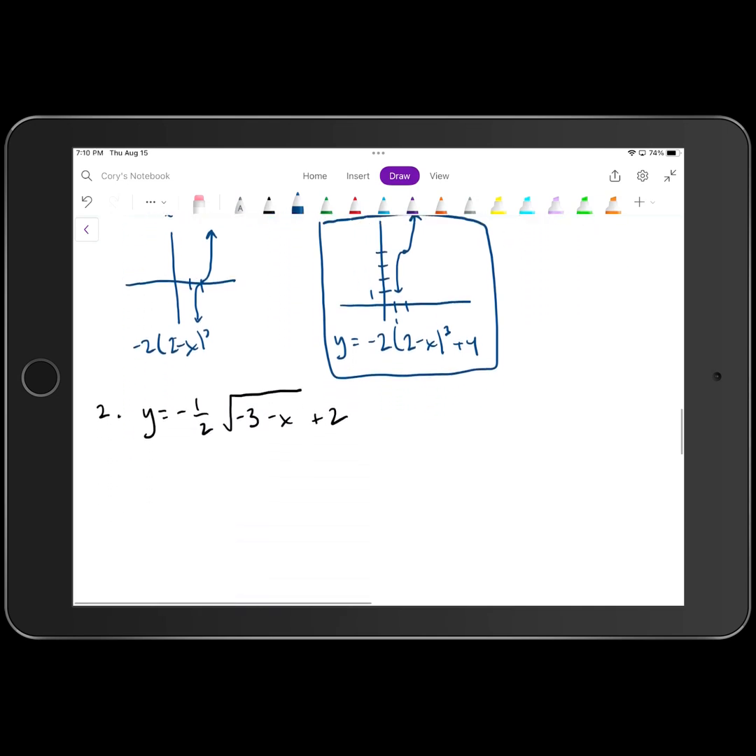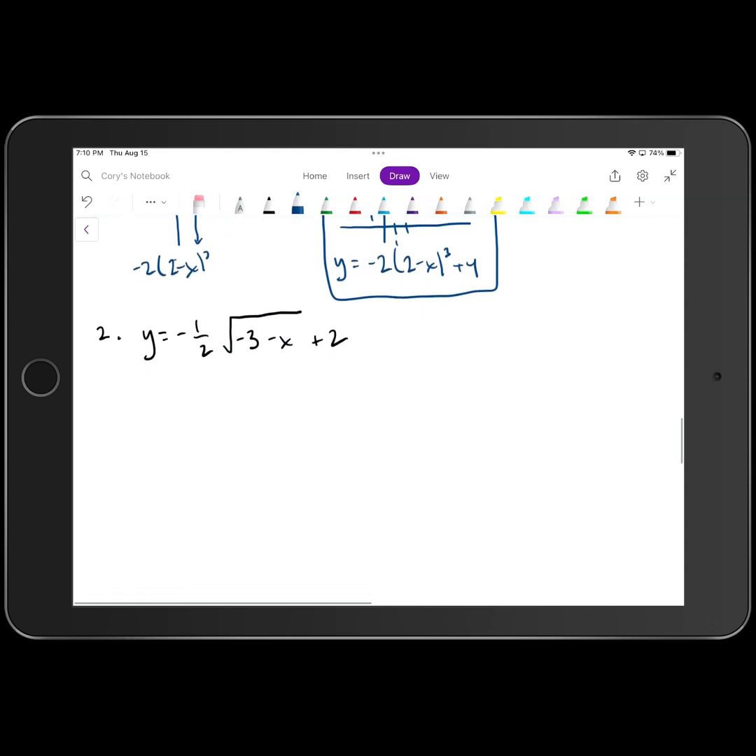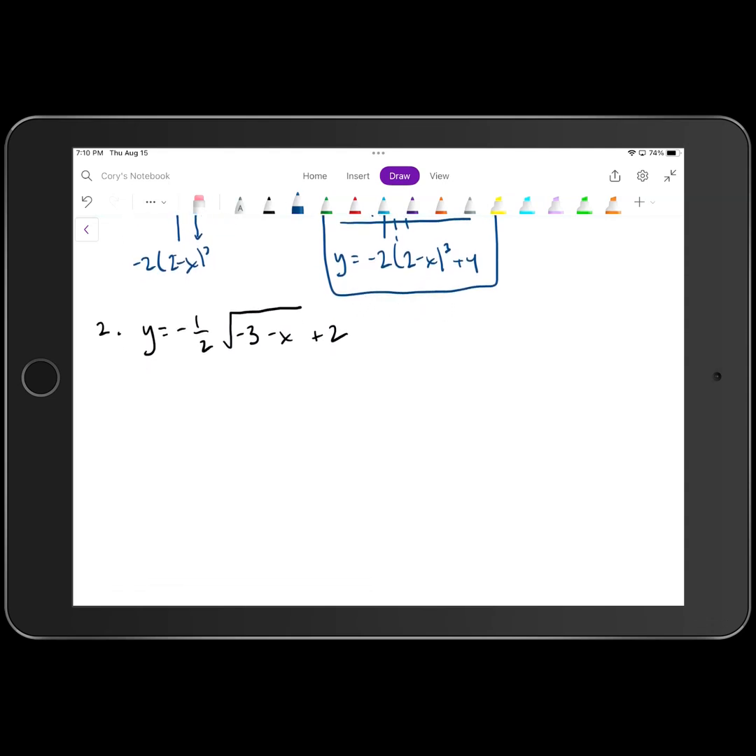I'm going to give you guys this one to work on your own. Go ahead and pause the video and work this one out. When you're done, you can unpause and check your final graph.